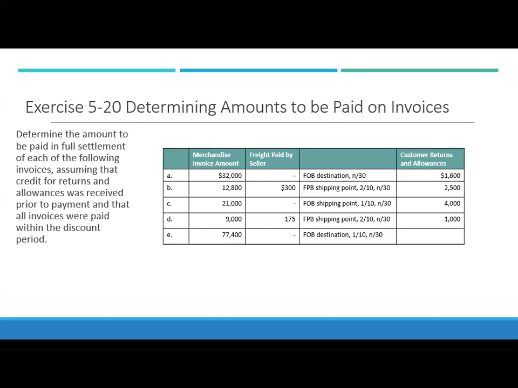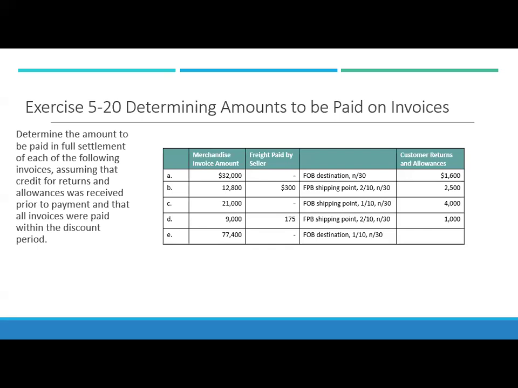Each one of these is either FOB destination or FOB shipping point. But for these two, where the freight was paid for by the seller, it was FOB shipping point, so the buyer is responsible for that. That's added to the invoice. The 2/10 net 30 or the 1/10 net 30 discount does not apply to the shipping amounts.